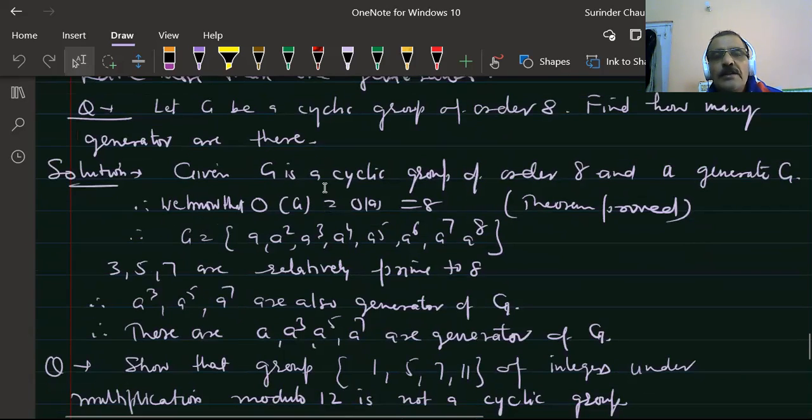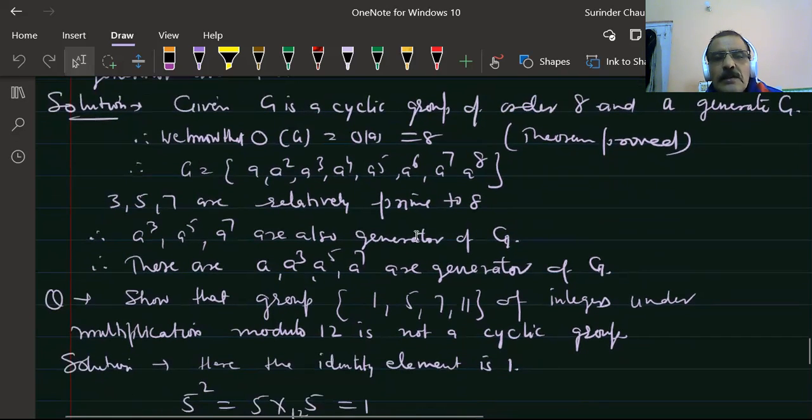Given G is a cyclic group of order 8, and let a be a generator. We know that in a cyclic group the order of the group is equal to the order of the generator. The order of the group is 8, so the order of the generator must be 8, meaning a^8 must be equal to e. Since the indices 3, 5, 7 and 8 are relatively prime to 8, therefore a^3 is also a generator.